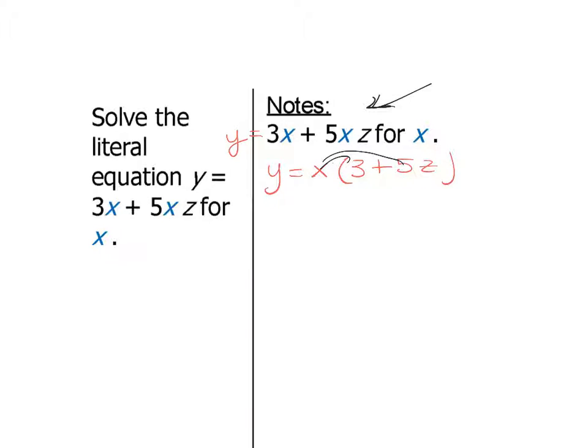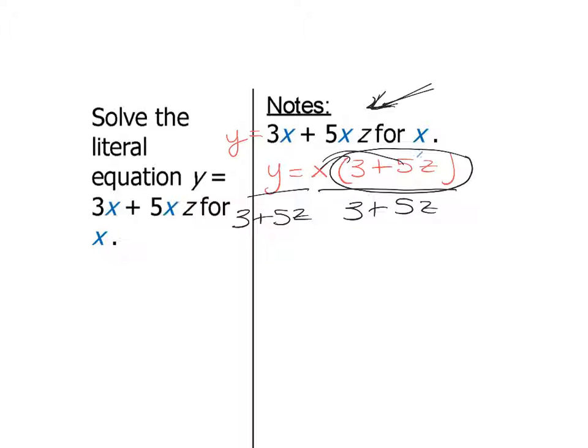Why is that important? Well, because I can very easily get rid of this to get the x by itself. If I'm taking an x and I'm multiplying it by that entire quantity, to undo it, I just have to divide. I don't want to distribute because I'll end up with this again, and I don't want what I started with. So I'm going to divide both sides by 3 plus 5z. That allows me to cancel out this entire quantity, and I have my x by itself. X equals y divided by 3 plus 5z.